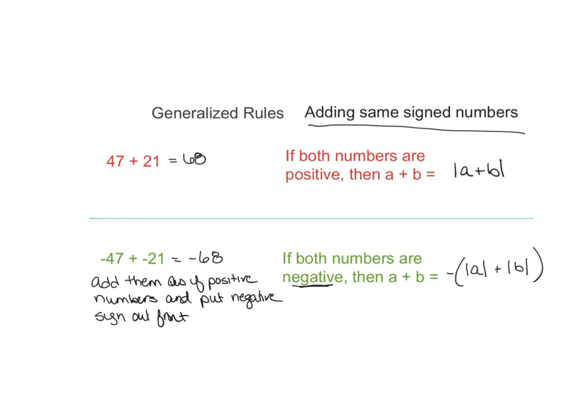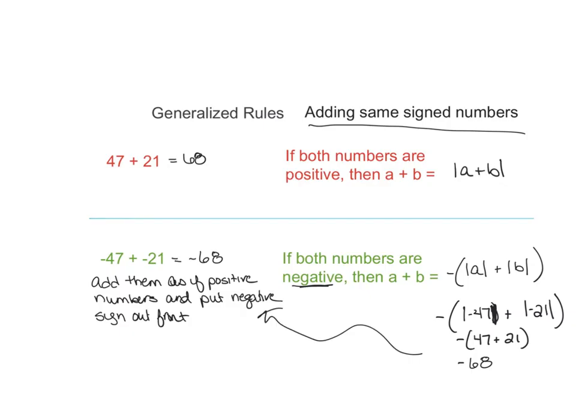And we could check it, right? This would be the absolute value of negative 47, plus the absolute value of negative 21, and then I'm going to put a negative sign out front. Well, this would be the same as a positive 47 plus a positive 21, and put that negative sign out front. And now I know this is actually indeed what my rule said.